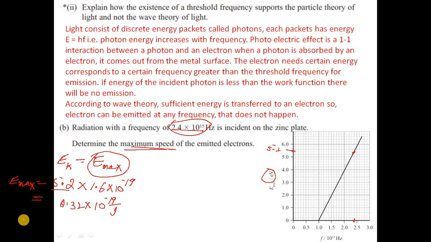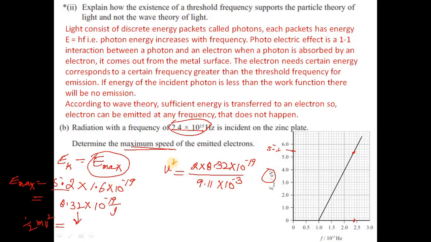And then finally you say that half mv square equals this energy, and then v square is equal to twice of 8.32 × 10^-19 divided by the mass of the electron, and the mass of the electron from your data sheet is 9.11 × 10^-31.